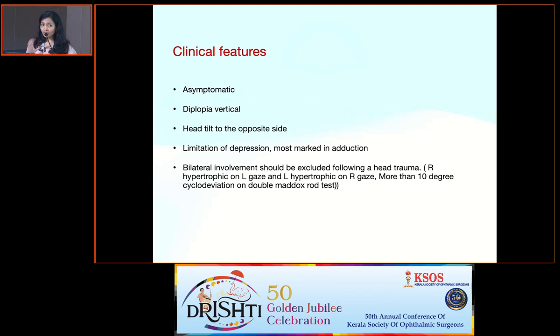If there is a third nerve involvement as well, then we have to do the same and look for whether the eye is intorting. Okay, and in bilateral involvement, there will be right hypertropia on the left gaze and left hypertropia on the right gaze.